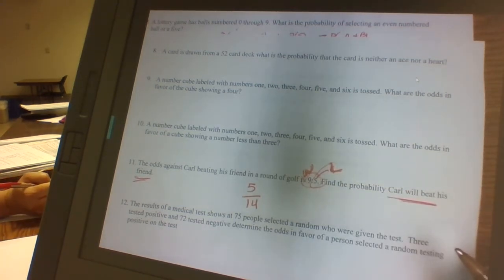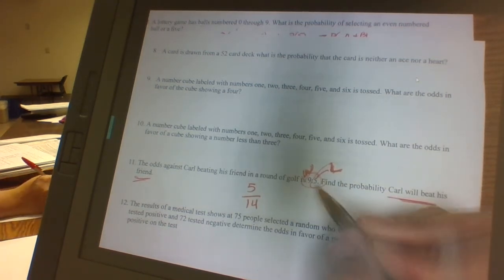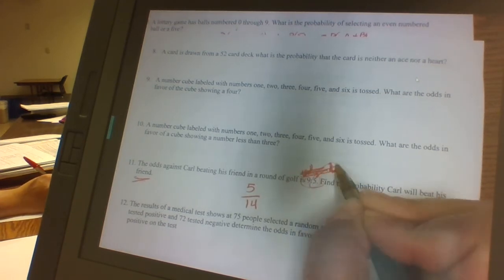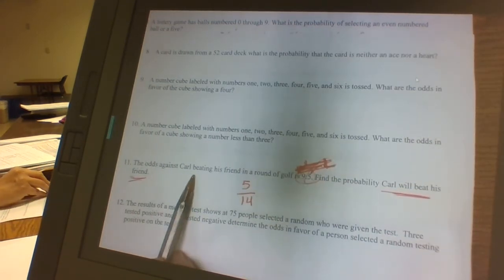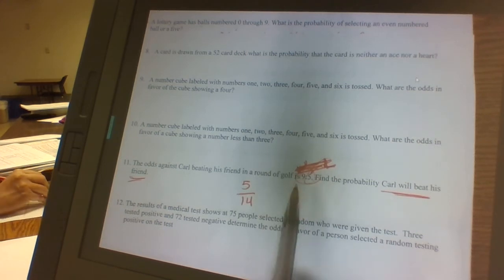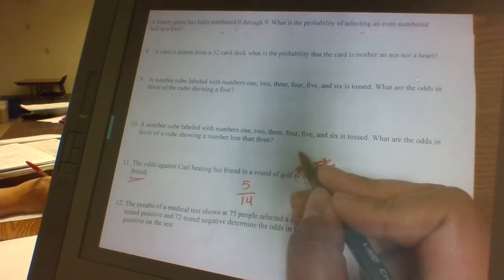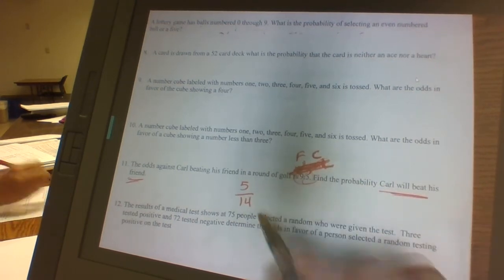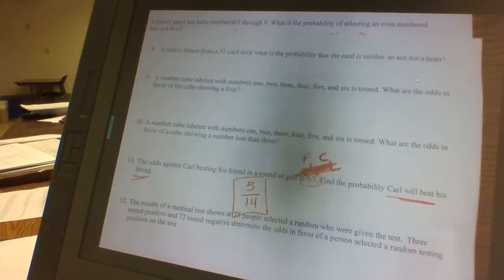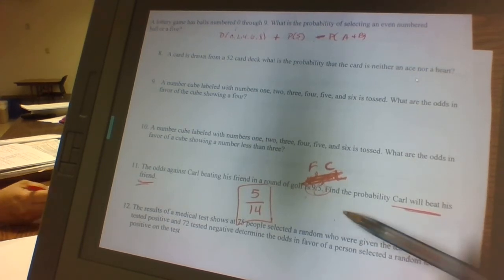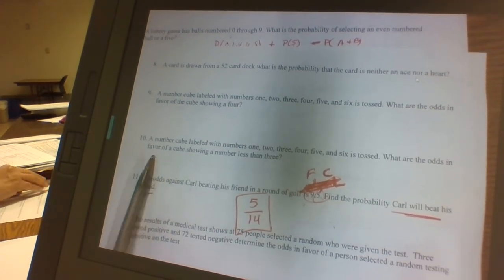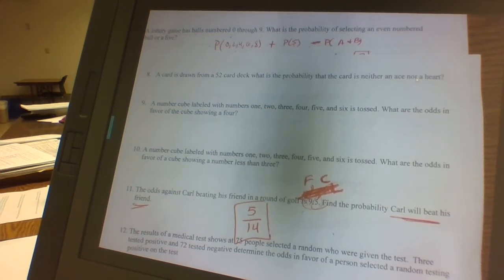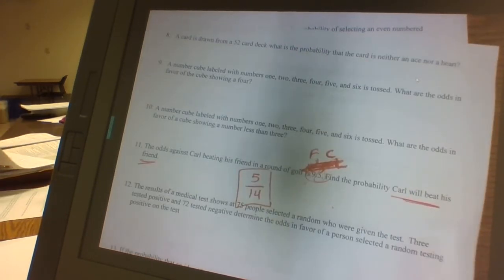9 over 14. Yeah. No, but this is actually the odds against Carl beating his friend. So this 5 over 14. Oh, so this is the friend and this is Carl. That's the way it should be. So it is 5 over 14. Sorry. All right. 5 over 14. You're going to have a question like this. Oh, let's do this one, number 10. Look at it. It's on your paper, but if you don't have it, just look at it right there.